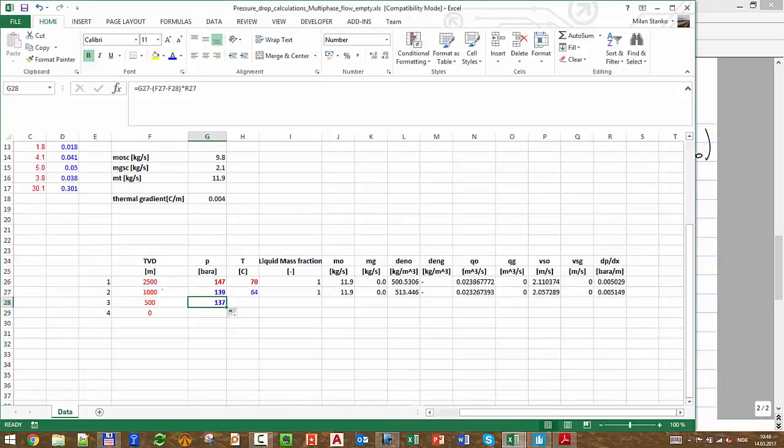Here we say we have 1500 meters. So how many bars is that? So we say we had just a loss of how much? Of this number minus this number. 8 bars. How much is it if we just consider a column, hydrostatic column of water? A hydrostatic column of water of 1500 meter, how many bars is it?